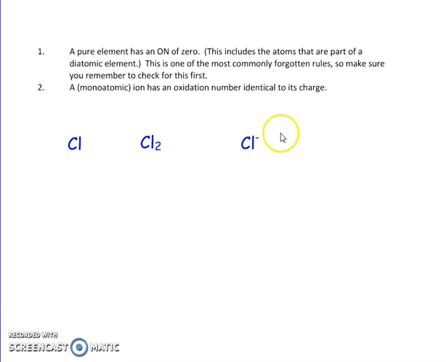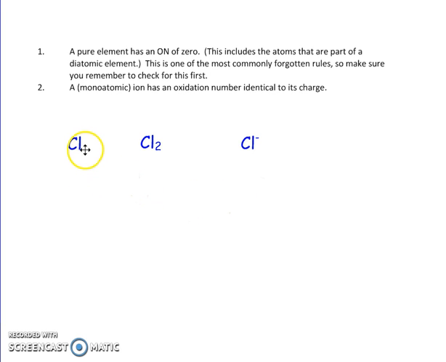So if we look at the first two symbols here, we have Cl. Cl is written as a pure element by itself, one atom, so this would have an oxidation number of 0. Cl2, it's a diatomic. It is still a pure element, so each chlorine here would still have an oxidation number of 0. However, the last one is not written as a pure element. It has a negative charge on it. So this is actually a monoatomic ion, and a monoatomic ion has an oxidation number identical to its charge.